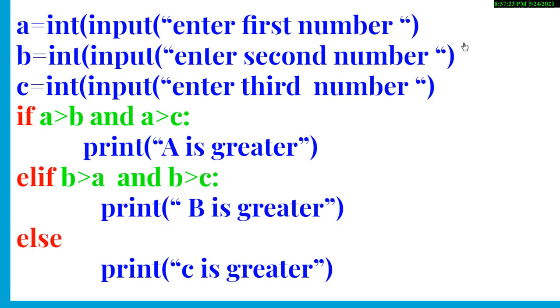Over here we have an example. I'm taking one input, this input is the first number, the second is the second number. I'm taking c as the third input, having the third number. All these numbers are integers, hence I'm writing int before the input. Now the first is the if statement. If a is greater than b and a is greater than c, this is my condition, then print a is greater. Else, elif b is greater than a and b is greater than c, then print b. Else, the last thing is print c.